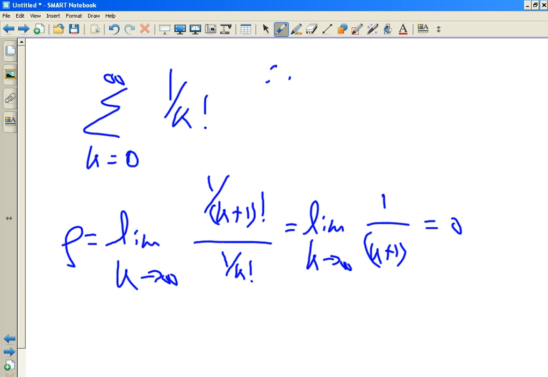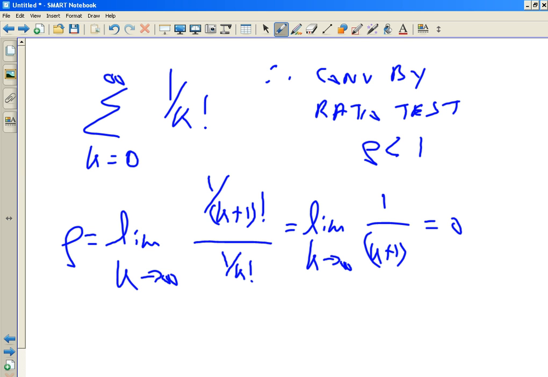Therefore, what? Converges by what? Ratio test. Because why? Rho is less than 1. Okay? That's how the ratio test works.